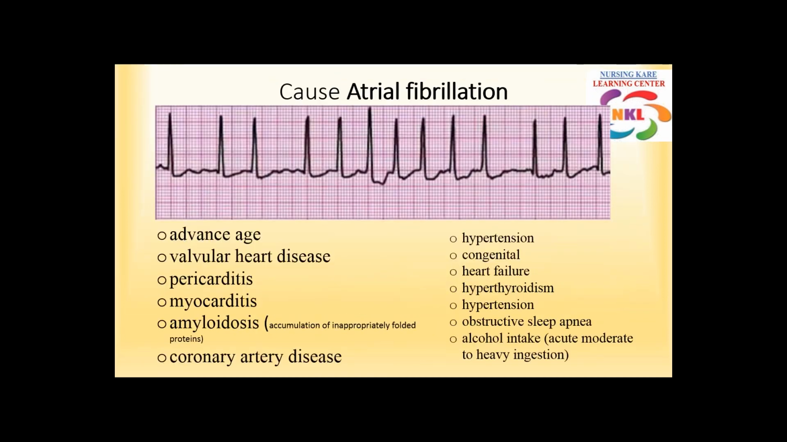So what are the causes of atrial fibrillation? Most people with advanced age are seen with atrial fibrillation, valvular disease, pericarditis, myocarditis, and also amyloidosis, which is accumulation of protein in an area, and in this case in the heart, coronary artery disease, hypertension. It could also be congenital, that they were born with heart disease, could be heart failure, hyperthyroidism, hypertension.